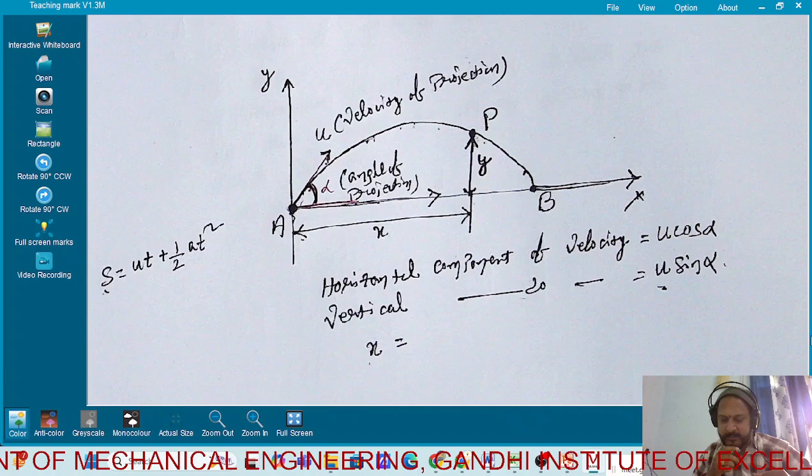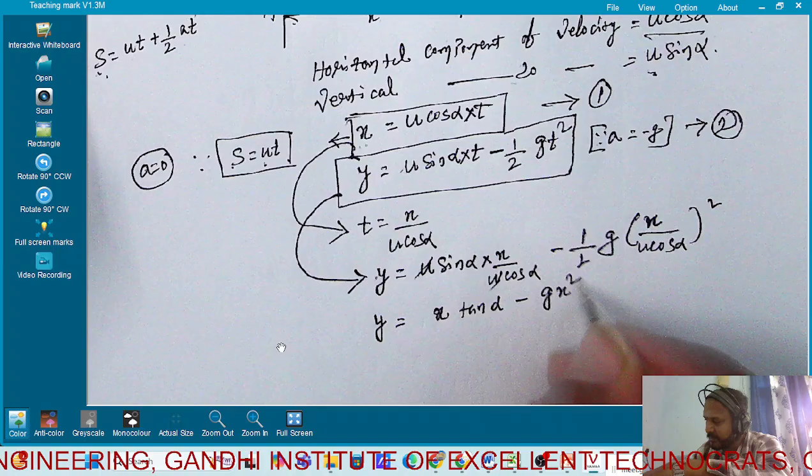Last time you got this for 6 marks. Once you got a question for 2 marks, write down the equation of trajectory. Now you see here, u gets cancelled. Clear? So what will be the final equation? x tan alpha minus gx square by, final equation I'm writing, 2u square cos square alpha.